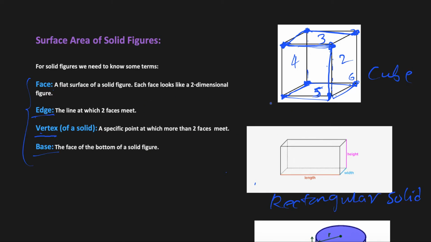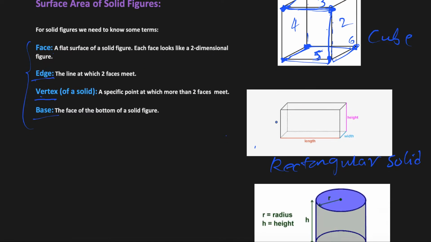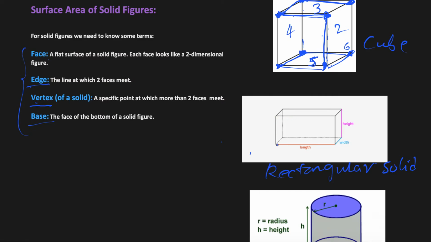The same concept applies to a rectangular solid as well. So we have faces: this is 1, the top is 2, the side is 3, this side is 4, the bottom is 5th, and the one behind is 6th. All these lines are called edges. The vertices are these points, and the base is where the solid figure rests. So this bottom part is the base.